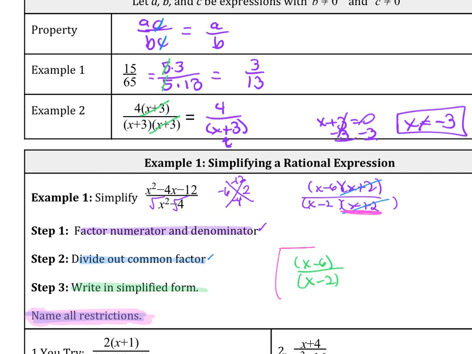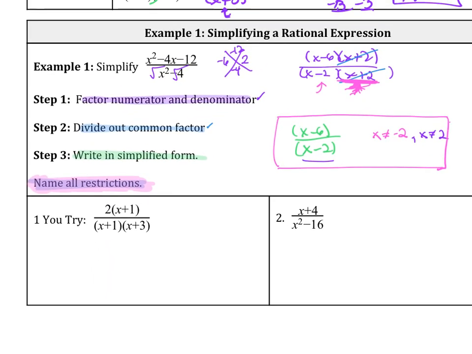Looking at the simplified expression, we would not know that we couldn't have a negative 2, right? We're not allowed to have negative 2. We're not allowed to have 2. So you definitely have to name this as one of the restrictions. X cannot equal negative 2 because in the original, it would make a 0 in the denominator. Now, we can go ahead and list the other one that we see. So we also can say that x cannot equal 2 as well.